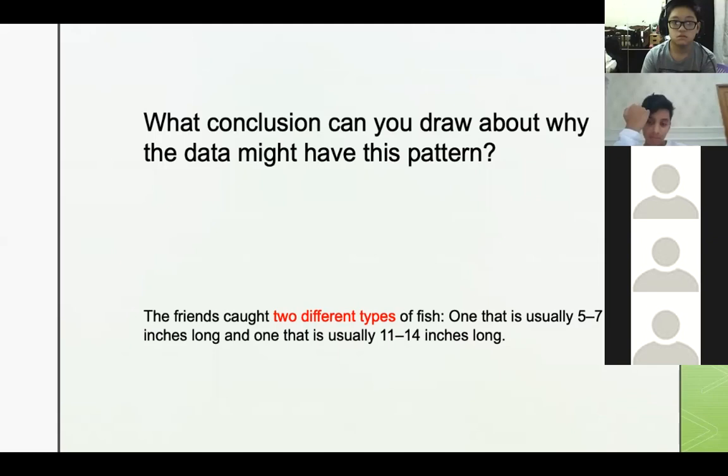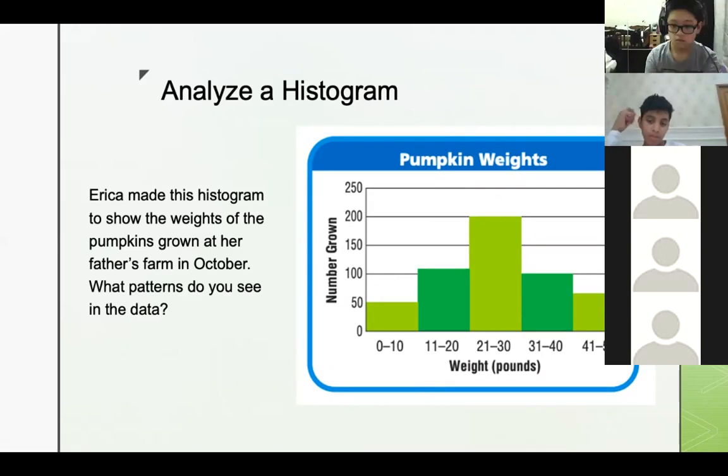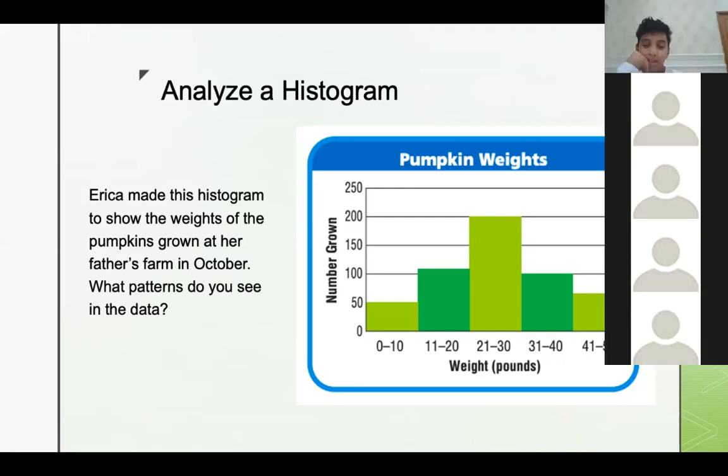Yes. So far, we have analyzed or described the pattern of data in a dot plot. Now we will move to another data display, which is, what is it? You can tell me? A histogram. A histogram. Yes, and that's a histogram. What is the title of the histogram? Pumpkin weight. So what does it speak about or describe? The weight of the pumpkin, and this weight is measured in which unit?